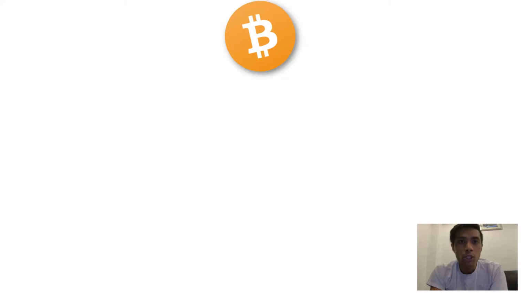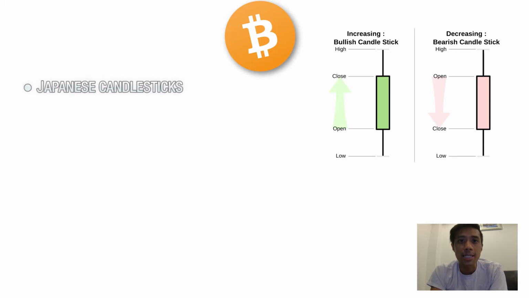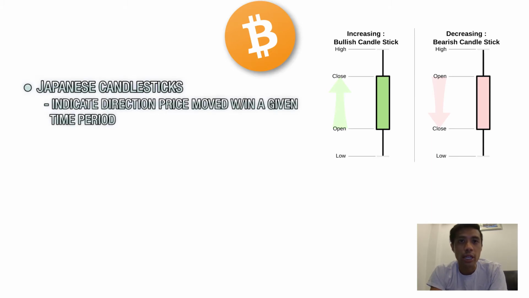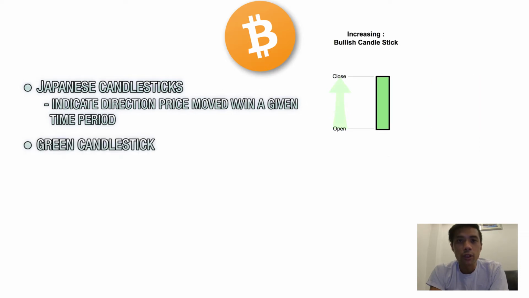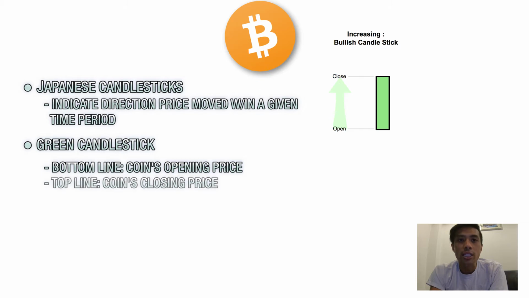The first and most common thing you'll see when opening up a graph are green and red bars, called Japanese candlesticks. These candlesticks indicate the direction the price moved within a given time period. So if we want to look at the one-day charts, each candlestick represents the price movement for one entire day. If we look at the body of a green candlestick and ignore the lines extending above and below it, we'll see that the bottom line indicates the price that coin opened for that day, while the top line tells us the price the coin closed at that same day.